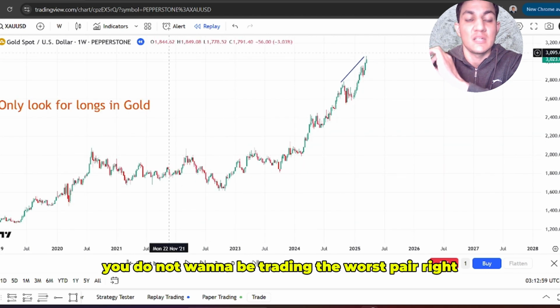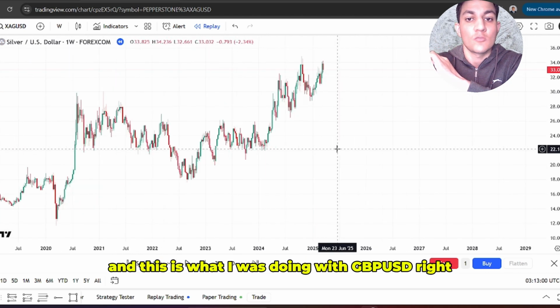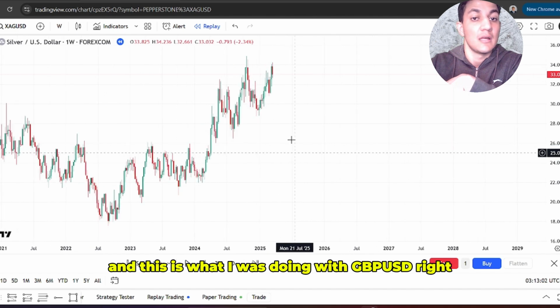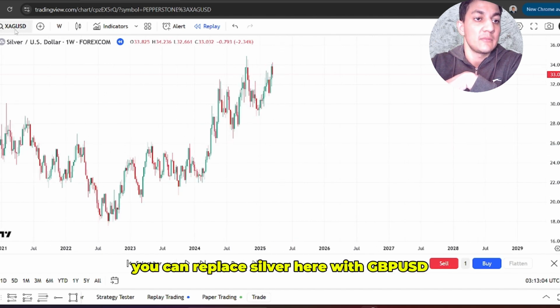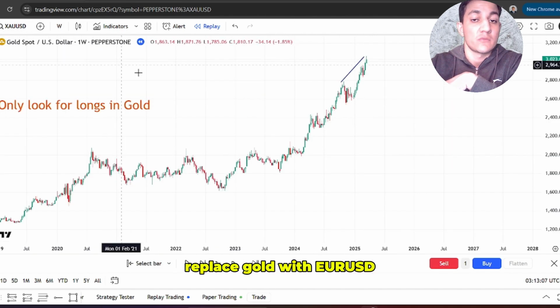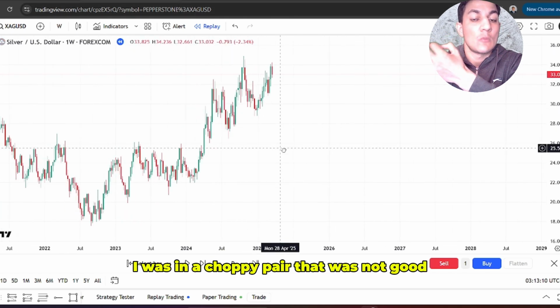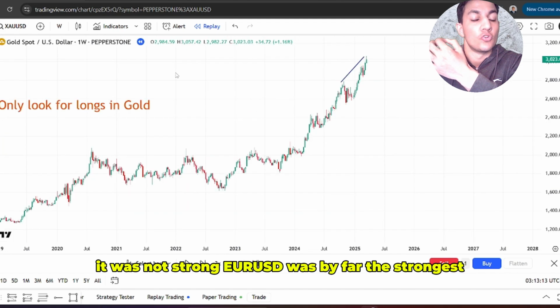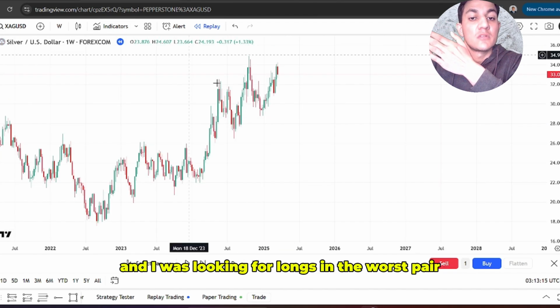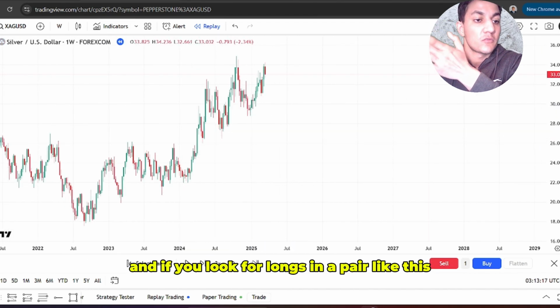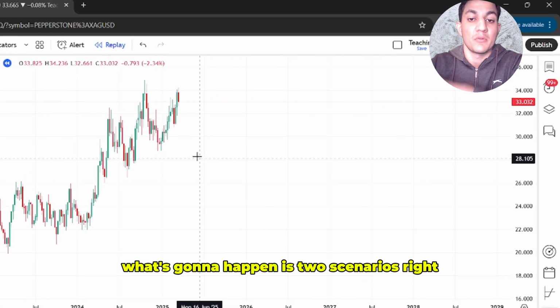You do not want to be trading the worst pair. And this is what I was doing with GBP USD. You can replace silver here with GBP USD, and replace gold with euro dollar. This is what was happening to me: I was in a choppy pair that was not strong. Euro dollar was by far the strongest, and I was looking for longs in the worst pair. If you look for longs in a pair like this, two scenarios can happen.